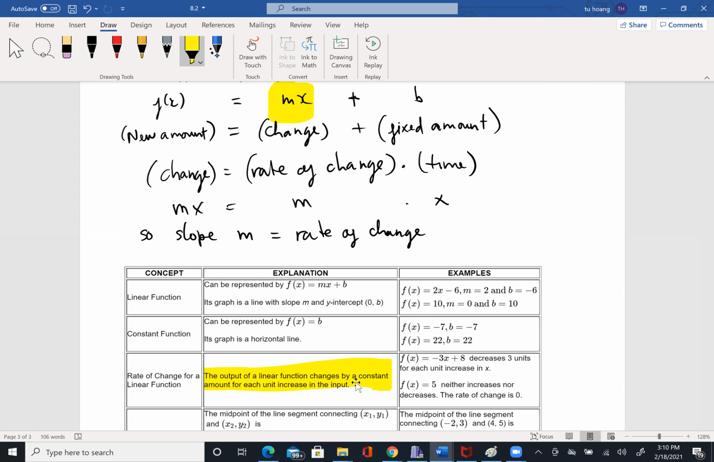Also, for an example, if I have f(x) equal to negative 3x plus 8, what is the slope in here? m equals negative 3. And the rate of change in here, because it is negative 3, negative means decrease. So the rate of change in here is a decrease of 3 units for each increase in x. Similarly, if f(x) equals 5, which is a constant function, in this case m equals 0, and the rate of change is going to be equal to 0.